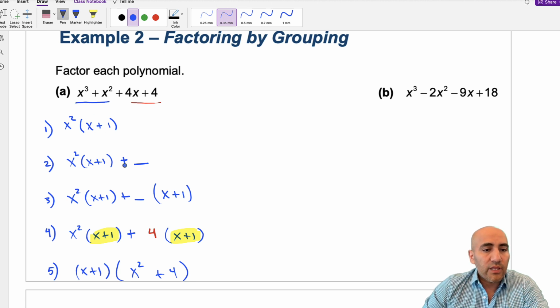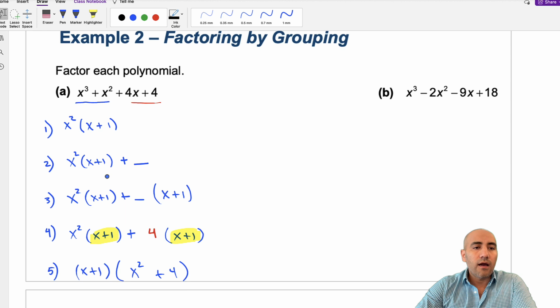Then put in a plus blank. Then we copy down whatever binomial you got from step 1. You copy it down over here, leaving that blank there. Then you find the value that goes there. You have to think about the number, or there might be some variables there. Whatever term makes this a true statement.